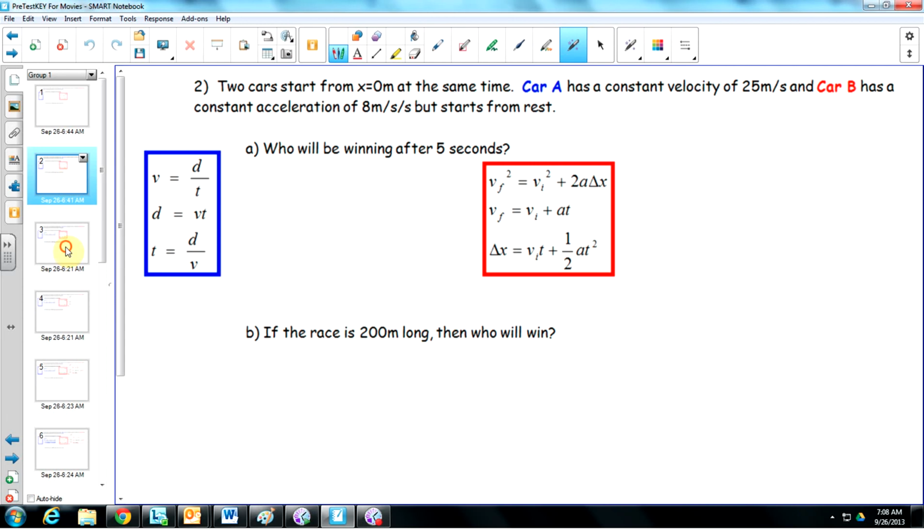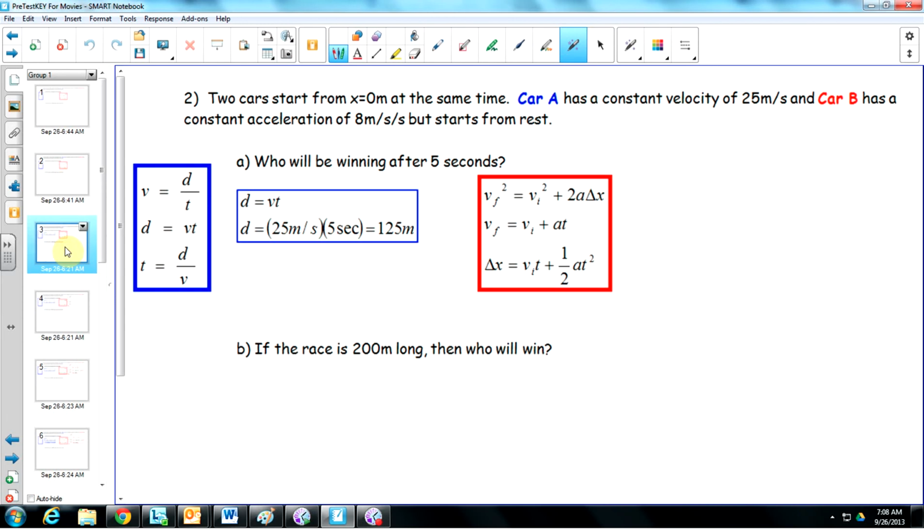Okay, so we'll start with car A, which is the easier car to think about. Since we know the 25 meters per second and we've been given the 5 seconds, it's pretty easy for us to just go ahead and plug in 25 meters per second and 5 seconds, and that enables us to solve for this 125 meters that car A will have gone in the first 5 seconds.